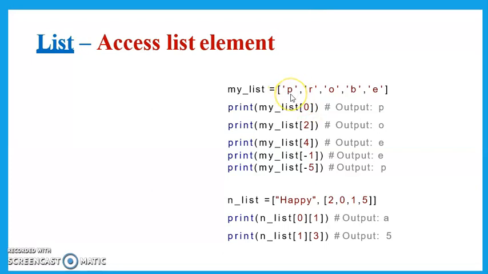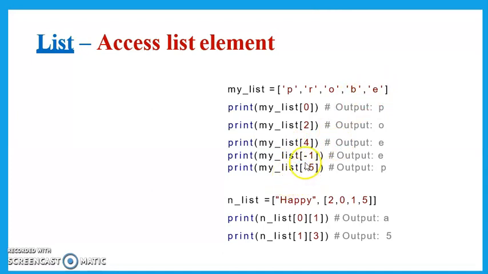The index of the first character is 0, second character 1, third one 2, fourth one 3, fifth one 4. So in order to print the P, that is the first character of this list, we have to give the index value like this. print(my_list[0]) will output the character P. This statement, print(my_list[2]), 2 is the index for O, so this statement will print the output O. Likewise, my_list[4] will display the character E.